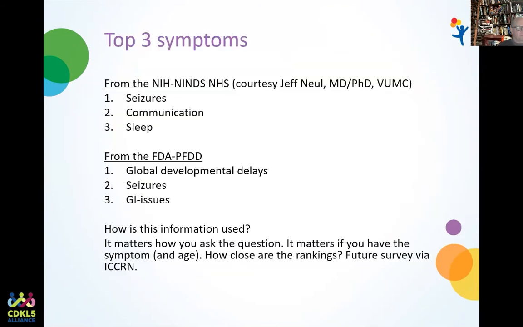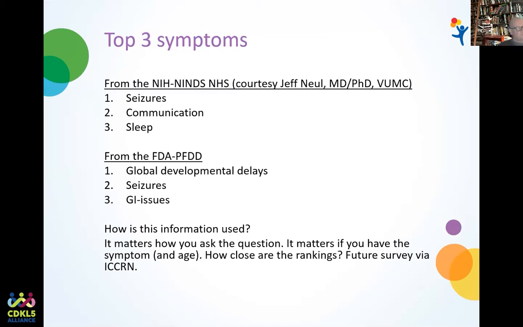So what are the top 3 symptoms in CDKL5 deficiency disorder? Well, from 2 surveys, one from the NINDS supported natural history study, this is courtesy of Jeff Newell at Vanderbilt University, the top 3 symptoms are seizures, communication, and sleep. From the FDA-sponsored patient-focused drug development workshop, the top 3 symptoms were global developmental delays, seizures, and GI issues.